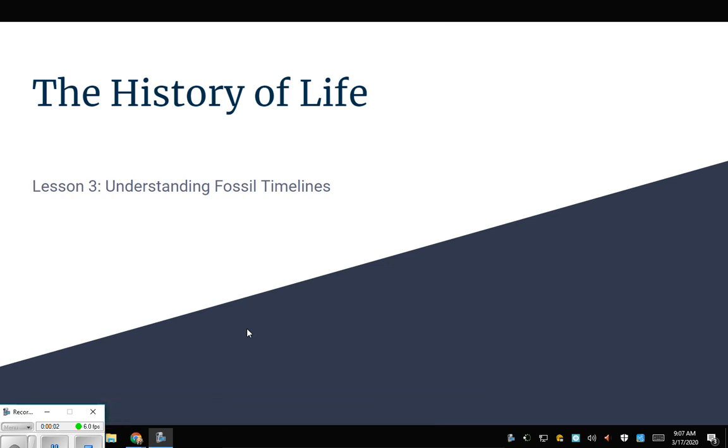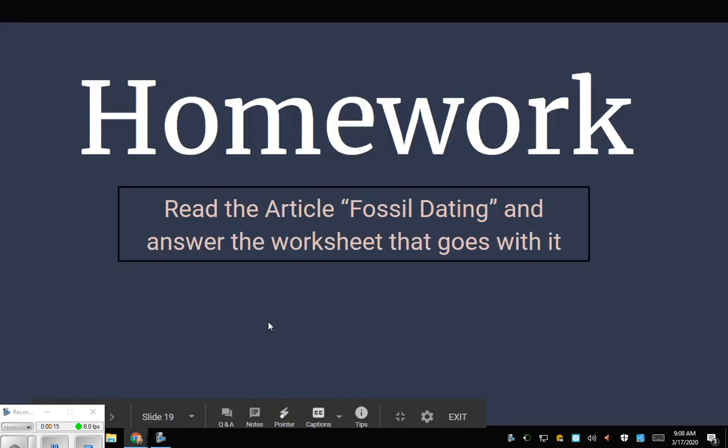Hi guys. So today we're going to start on lesson 3, understanding fossil timelines. As you remember from yesterday, we had some homework that went along with that, and you were asked to read the article Fossil Dating. We're going to discuss some of that so you were able to understand it. There was a worksheet that goes along with it so you could answer some questions that guided you with the reading. So let's go ahead and get started.